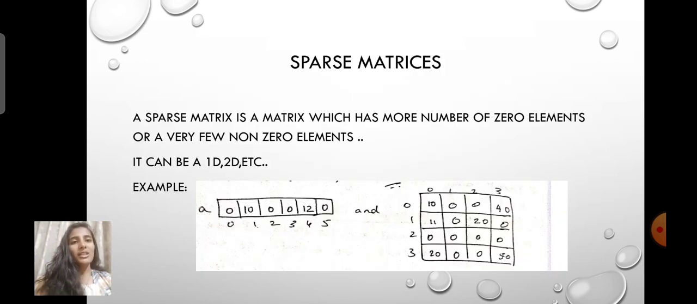Sparse matrix. First of all, what are sparse matrices? It is a matrix which has a large number of zero elements and very few non-zero elements. It can be one-dimensional, two-dimensional, etc. Example: 0, 10, 0, 0, 12, 0. It is a 1D array, where the non-zero elements 10 and 12 are mainly represented in the matrix representation.